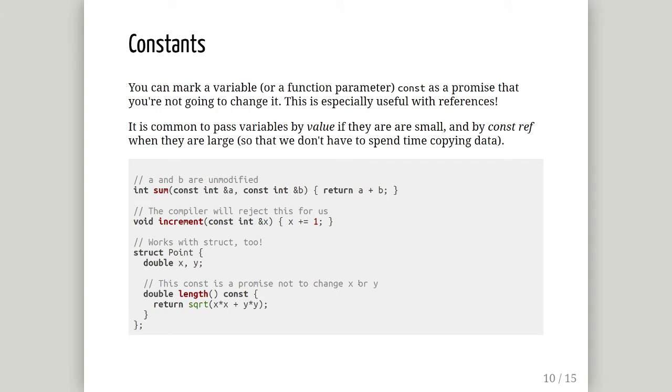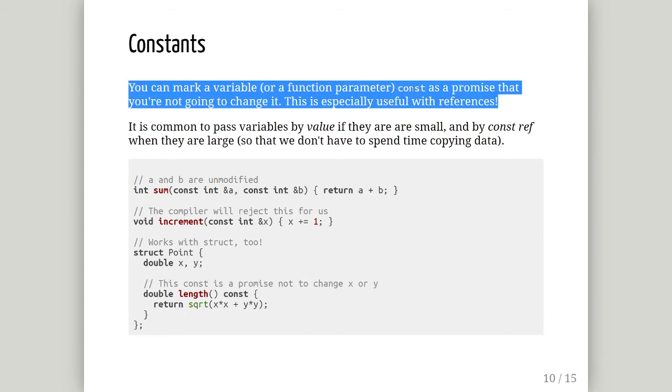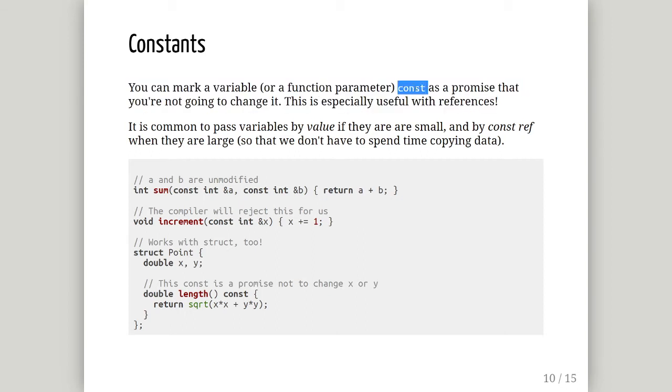There's another detail that helps out called constants. Const, which is the actual keyword we use for constant in C++, is a promise that something will not be changed.